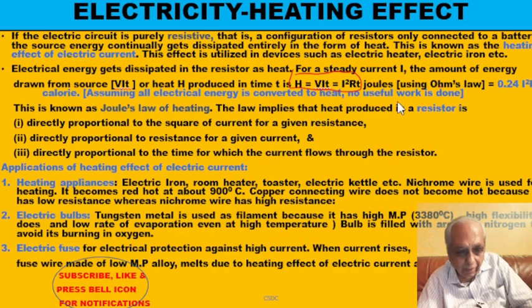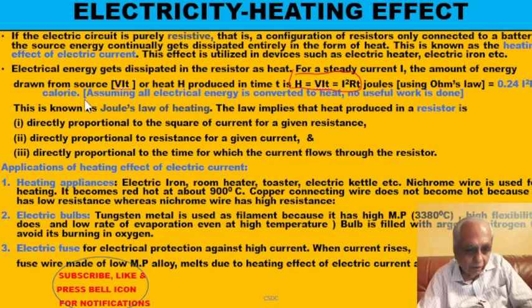And now, it has also been written in words: heat energy produced in a resistor is directly proportional to the square of the current, I square, directly proportional to the resistance, and directly proportional to the time. Okay?